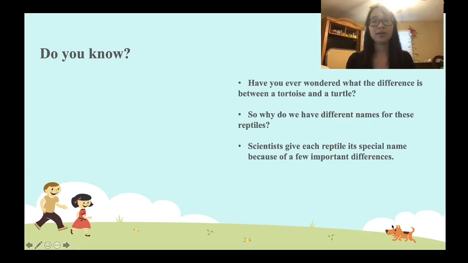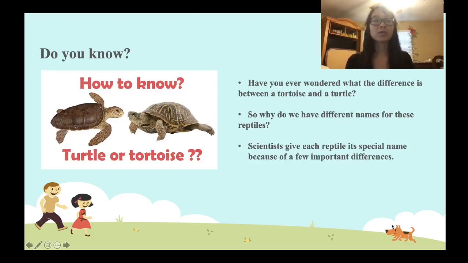So our big idea today, we learn about reptiles, especially the tortoise and the turtle. So how do we know the differences between a turtle and a tortoise? Have you ever wondered what the difference is between a tortoise and a turtle? And why do we have different names for the reptiles? Scientists give each reptile its special name because of a few important differences.